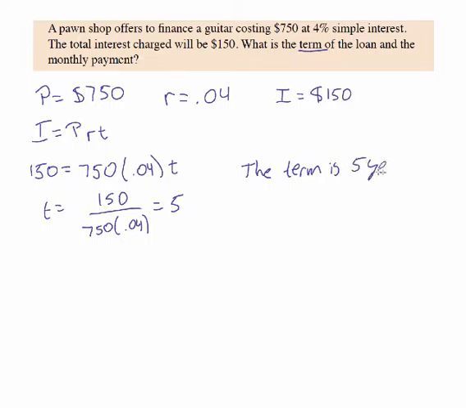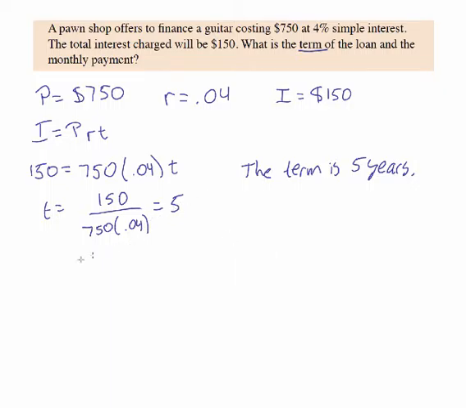And what I'm doing here, writing out an answer as a sentence, is almost always a good idea to a word problem, because it really encourages you to think about what the question was asking and think about whether your answer makes sense, while a term of 5 years for a loan seems perfectly reasonable. Second question is, what is the monthly payment?